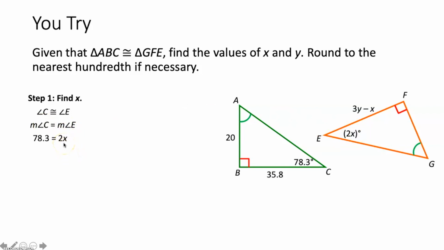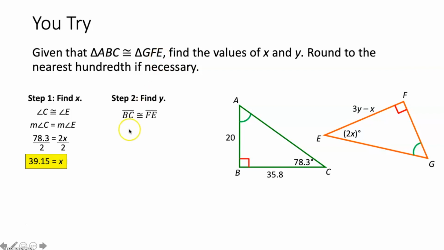So let's divide both sides by 2 to get x all by itself, and we end up getting that x is equal to 39.15. Because we have found x, we can now find y. We said earlier that the measure of segment FE or EF is 3y minus x. That's where y appears in this problem. So how do we set up an equation with this? What is segment FE or EF congruent to? Well, if we look back at our congruent statement, segment FE must be congruent to segment BC. Remember, order matters. That's what it's telling us.